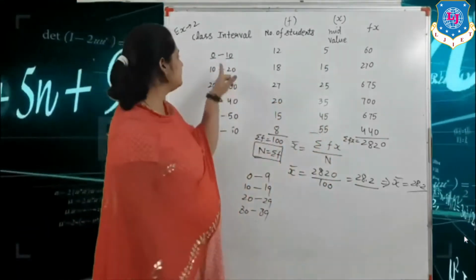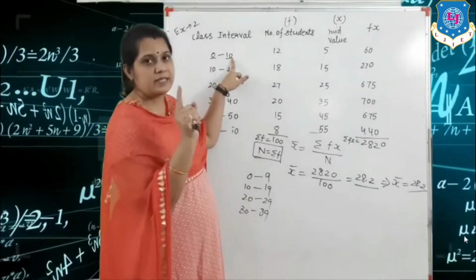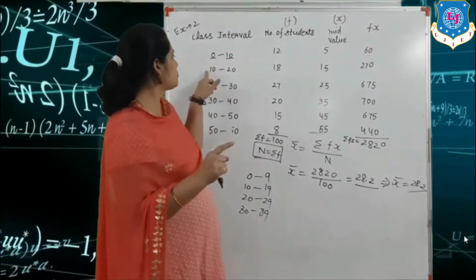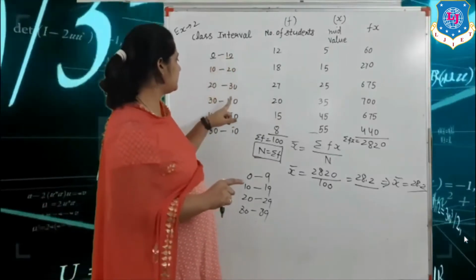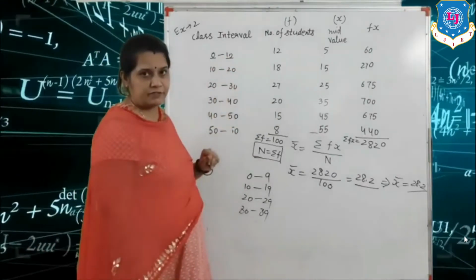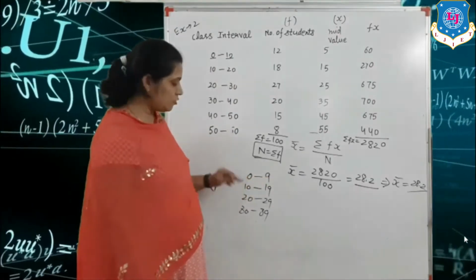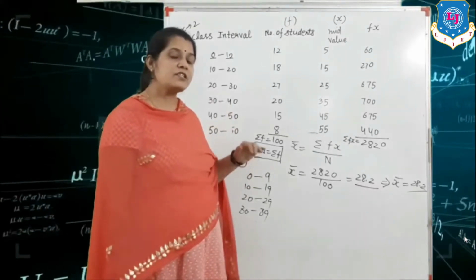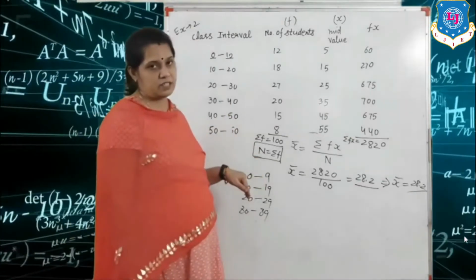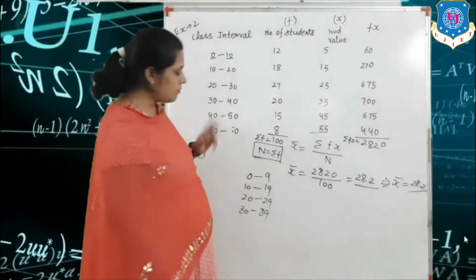Always keep in mind, in the previous interval, the upper limit is equal to the lower limit of the next interval. That is 10, 10, 20, 20, 30, 30, 40, 40, 50, 50. But in this interval, the upper limit is 9 and the lower limit is 10, so this is not a proper form. So first you convert this type of interval into this type of interval, that means the exclusive form.